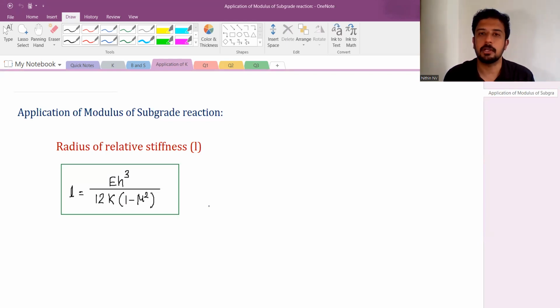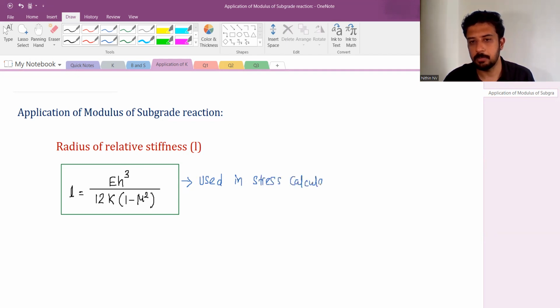So this is another important term used in the design of pavements. This term, radius of relative stiffness, this is the equation. We can make a separate video on this particular term. This is also one of the important topics from a competitive exams point of view. This is used in the stress calculations of the pavements, especially in rigid pavement, where we have the application of the radius of relative stiffness term as well as the modulus of subgrade reaction.